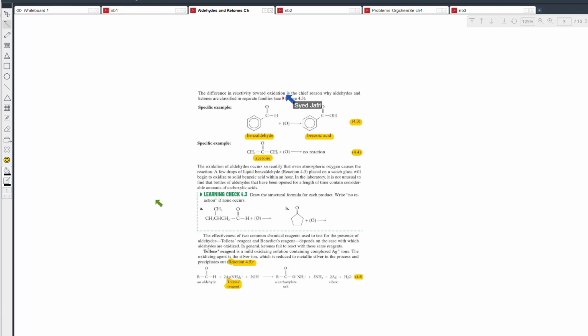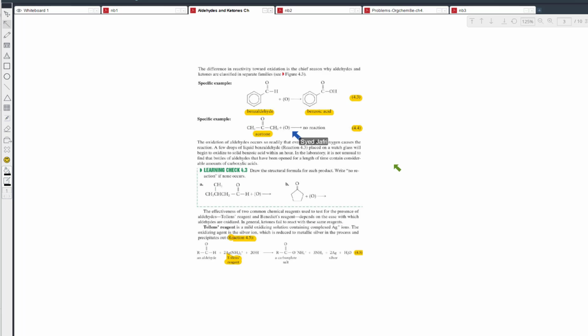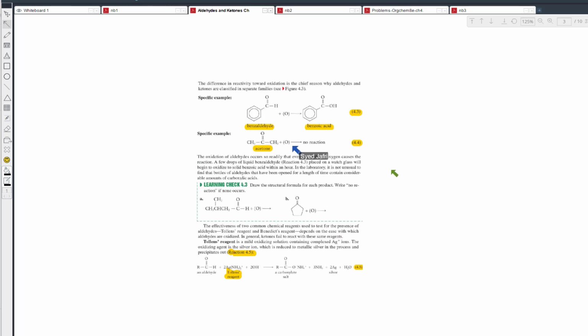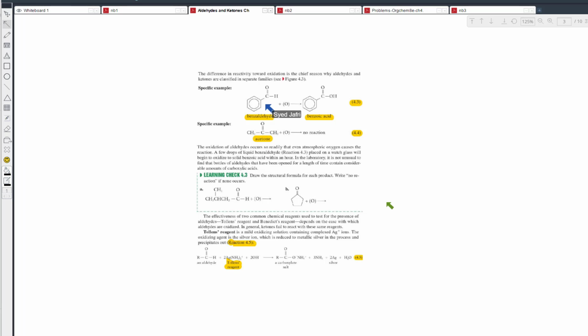The difference in reactivity toward oxidation is the chief reason why aldehydes and ketones are classified in separate families. Aldehydes go to acids, like benzoic acid in this one, but ketones do not oxidize further. That's why we do the Tollens reagent test, the silver mirror test, to differentiate between aldehyde and ketone. Aldehyde will give the silver mirror test, ketone will not.